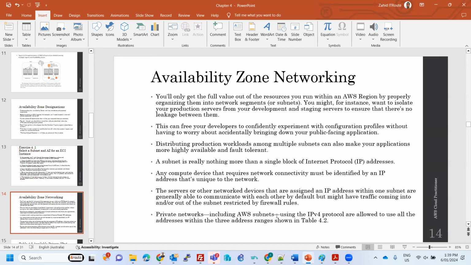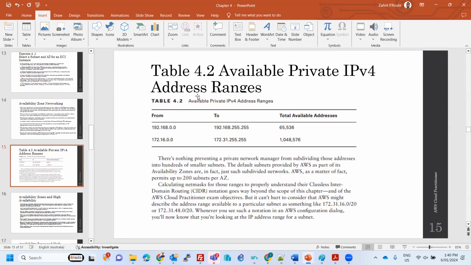Private networks, including AWS subnets using the IPv4 protocol, are allowed to use all the addresses within three address ranges. So this is the IP address range available, like 192.168.0.0 to 192.168.255.255, and 172.16.0.0 to 172.31.255.255. So this is the private IP address range. This is called classless inter-domain routing. They are kind of like a private address.